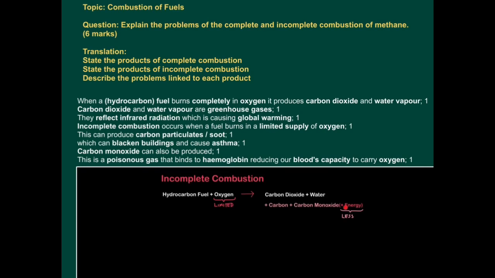And now we have to explain the damage that can cause. So this is a poisonous gas that binds to hemoglobin, that protein in your blood which carries oxygen, reducing our blood's capacity to carry oxygen. So it's basically a poison which can kill you because it stops your blood from being able to carry oxygen, which you need to survive for respiration.